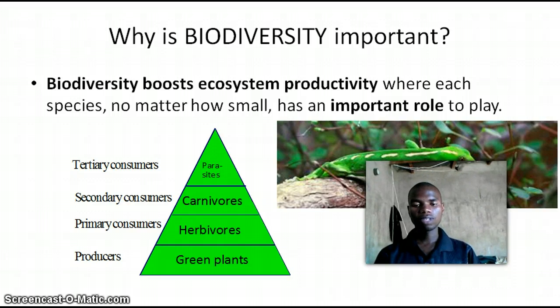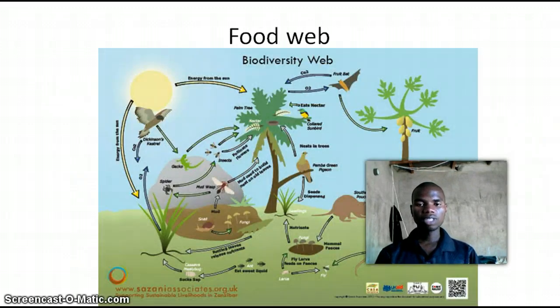The first trophic level is the green plants, the producers, the plants that photosynthesize their food. Then the primary consumers are herbivores that eat the plants, and the secondary consumers are carnivores that eat the herbivores. Then we have the top tertiary consumers, which are parasites, saprophytes, and microbes, which feed on all other trophic levels. So they are at the top of the trophic levels. And then we've got the food web.